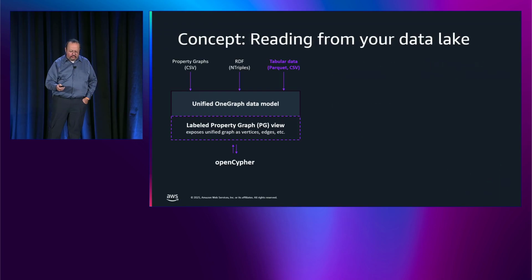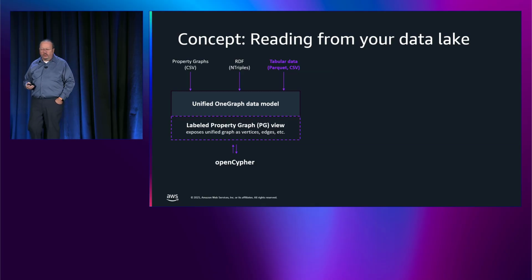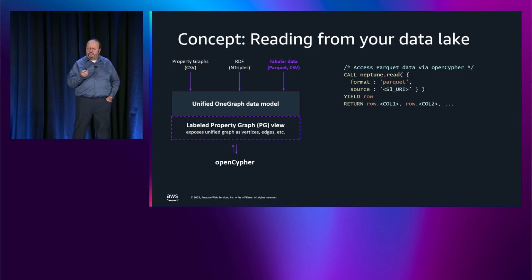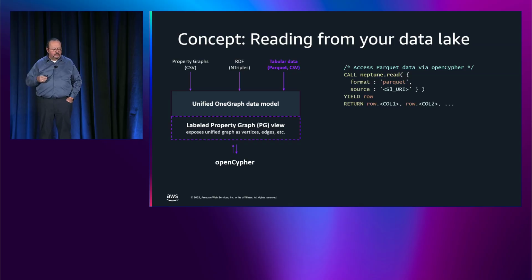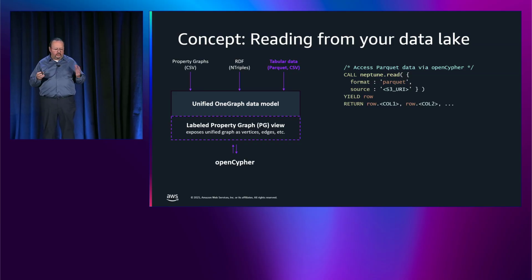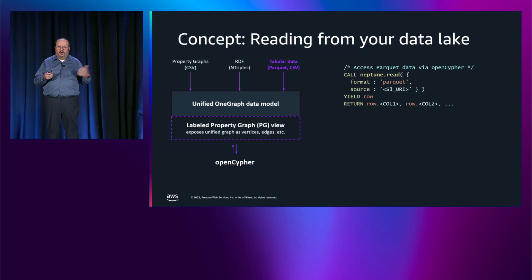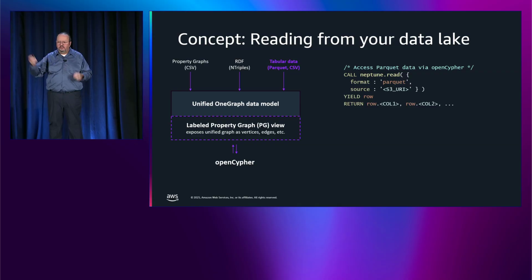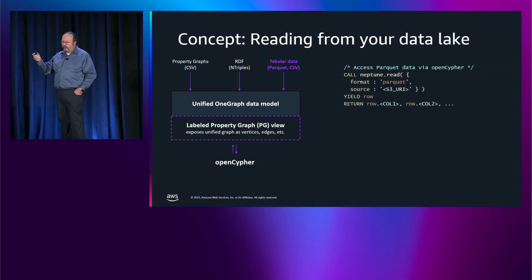Let's look at how we do those. The first one is reading from your data lake. So we developed the Neptune read algorithm. What it does, if you have a data set, either in Parquet format or CSV format, you can load your data set. All you have to do is tell the format, this is Parquet format, and it sits in this S3 URI.